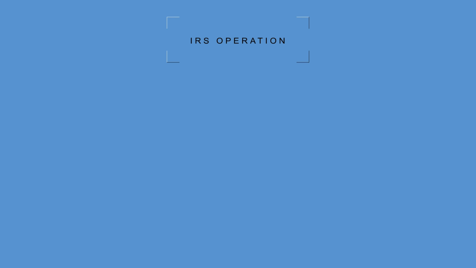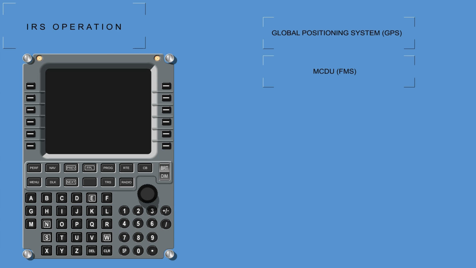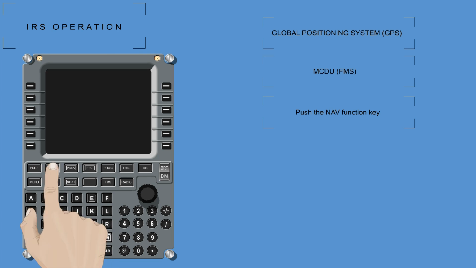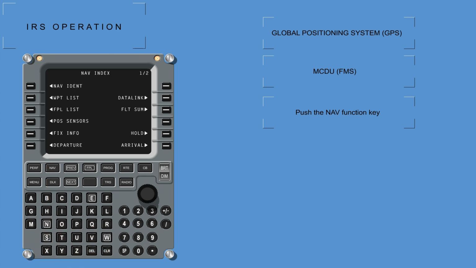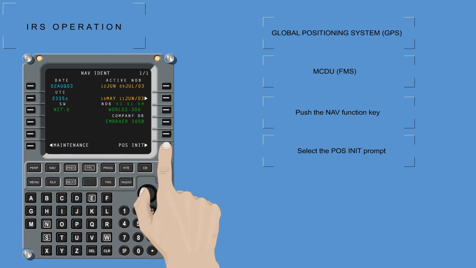Initialization. The position initialization is automatically transmitted by the Global Positioning System, GPS. The position initialization may be manually entered via the MCDU, FMS. Push the nav function key to display the navigation index page on the MCDU. Select the position initialization prompt from either the identification or position sensors page.